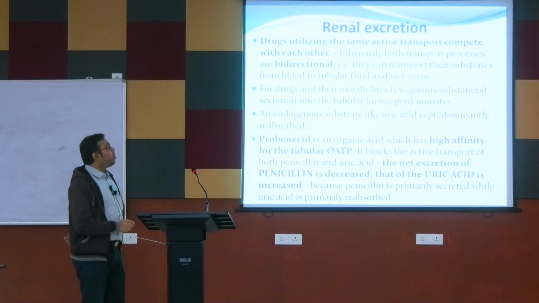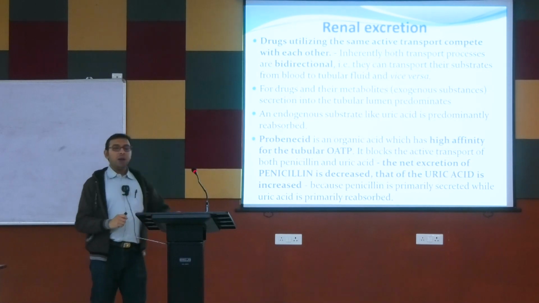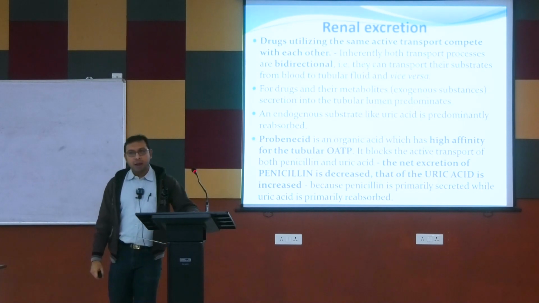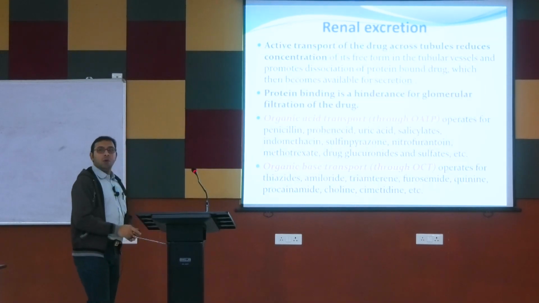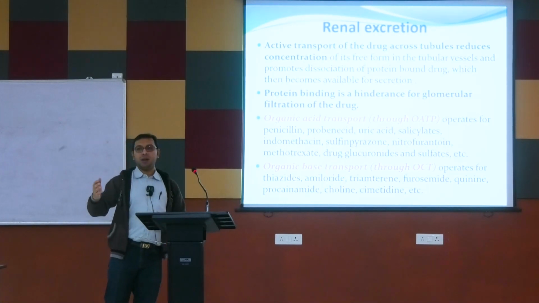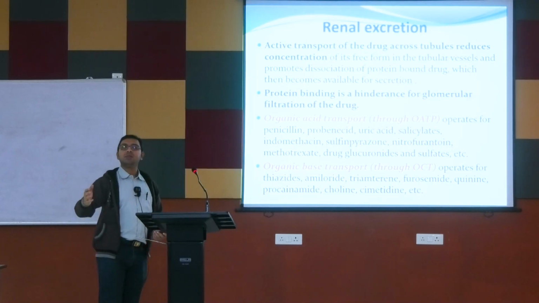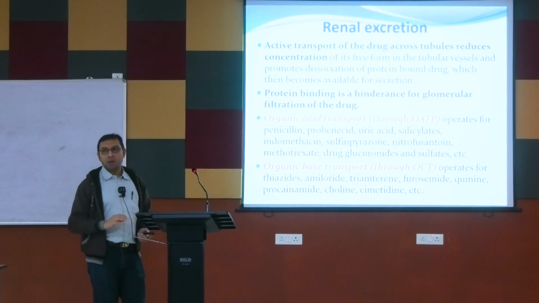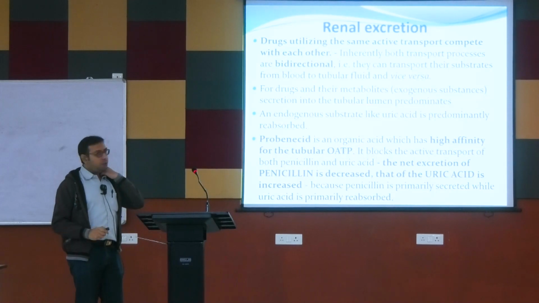So drugs utilizing the same active transport compete with each other. The importance is there. So when two drugs are actively secreted by the same organic anion transporter, for example these two drugs, penicillin and probenecid, they ultimately compete with each other for the excretion. So ultimately some drugs are lesser excreted through the tubular secretion, some are more. So ultimately either subtherapeutic effect or toxicity of some drug can happen. So that is the importance of this transporter and the active tubular secretion.